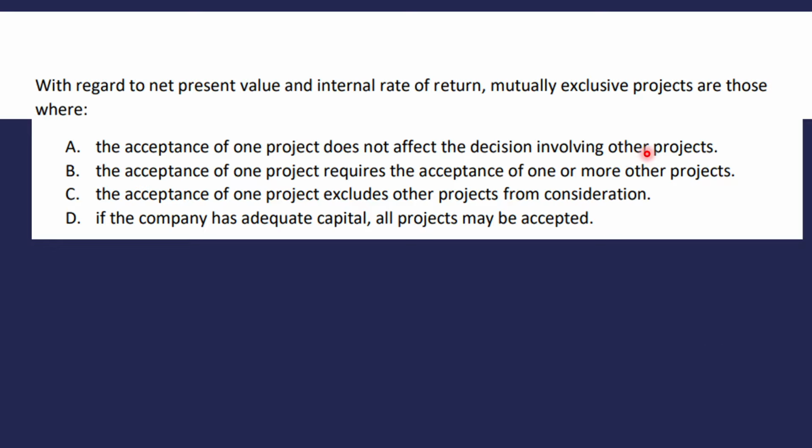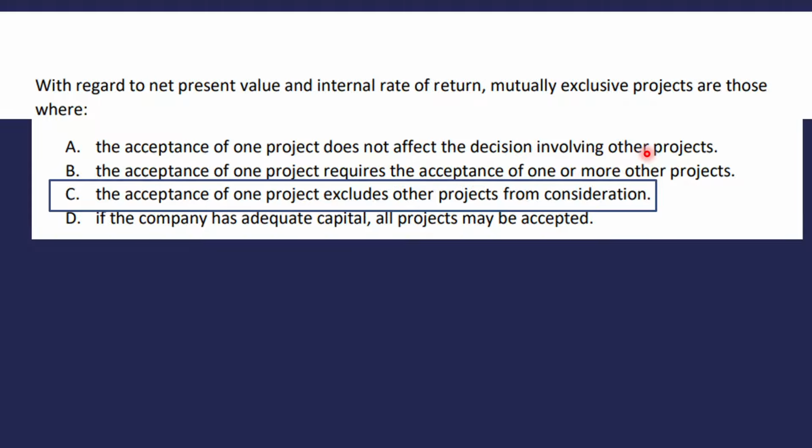So what do we mean by mutually exclusive projects? Mutually exclusive projects are those where the acceptance of one project excludes other projects from consideration. Again, mutually exclusive projects are those where the acceptance of one project excludes other projects from consideration. Yun yung meaning ng mutually exclusive projects. So the answer is letter C.